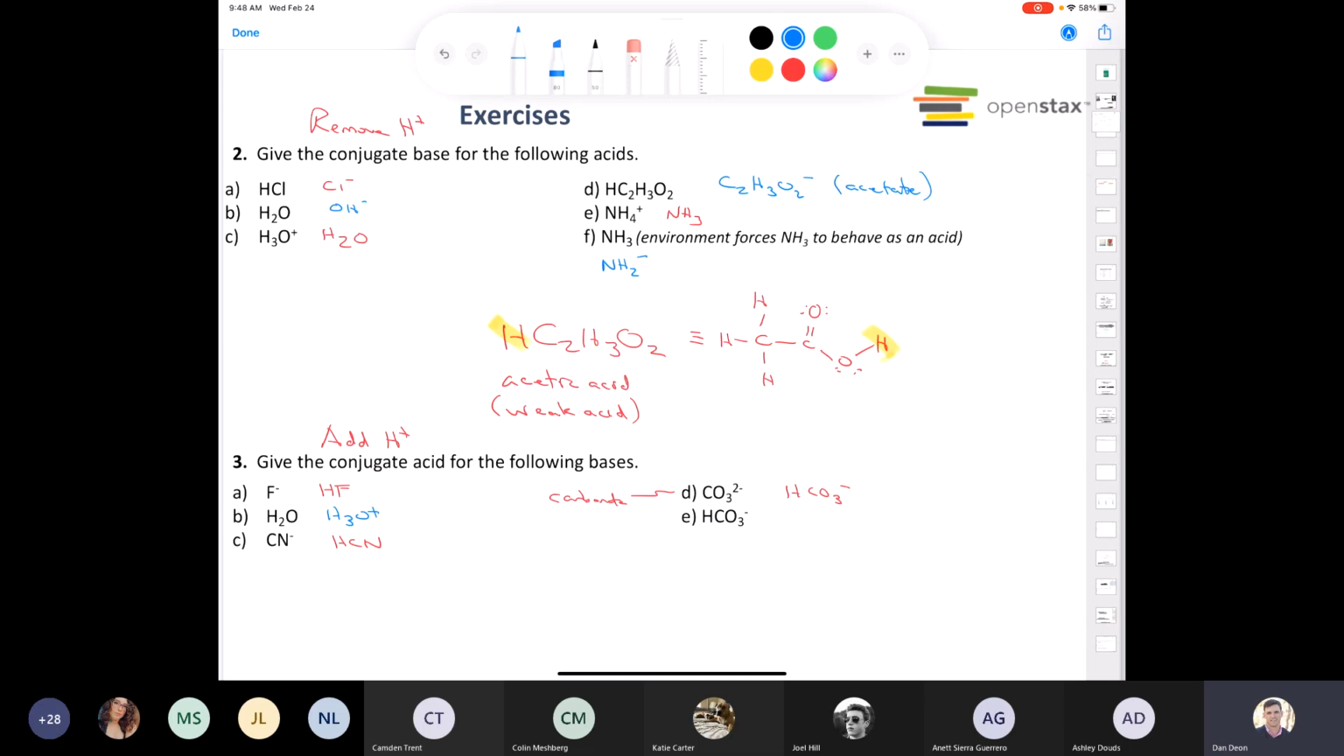This is called bicarbonate or hydrogen carbonate, either one. Bicarbonate. And you'd be left over with H2CO3. All right, there we go.